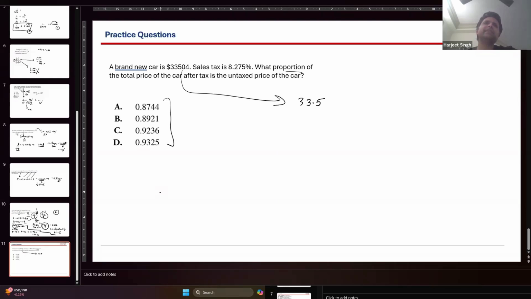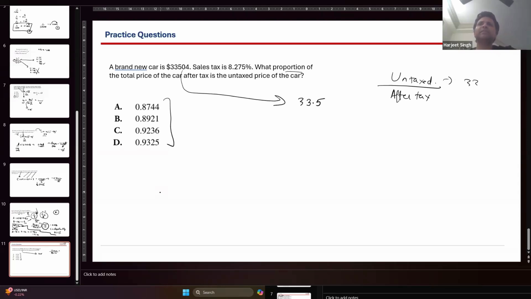All answer choices are less than 1. So obviously the base will be higher. So base will be higher, which means base is after tax, right? Higher price. And numerator is untaxed. This is what we want. Now what is untaxed?